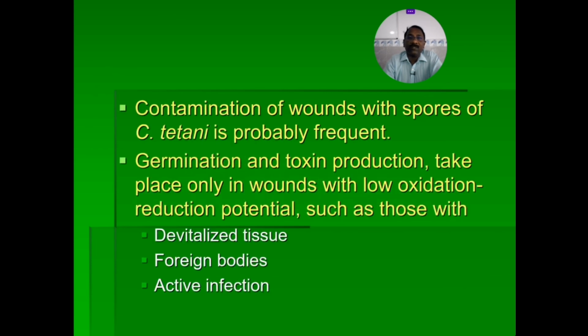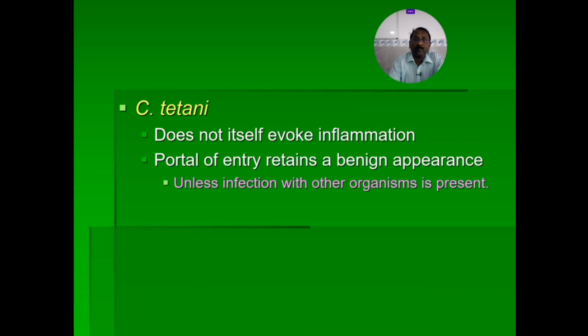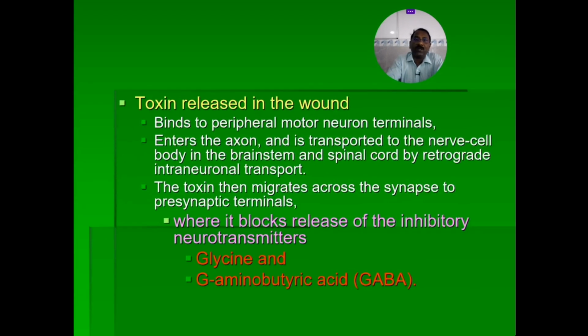If you go to the pathogenesis, contamination of wounds with the spores of Clostridium tetani is probably frequent. Germination and toxin production take place only in wounds with low oxidation-reduction potential, such as those with devitalized tissue, foreign bodies, and active infection. Clostridium tetani does not itself evoke inflammation, and the portal of entry retains a benign appearance unless infection with other organisms is present. So mostly it requires other organisms like Staph aureus to enter the body.